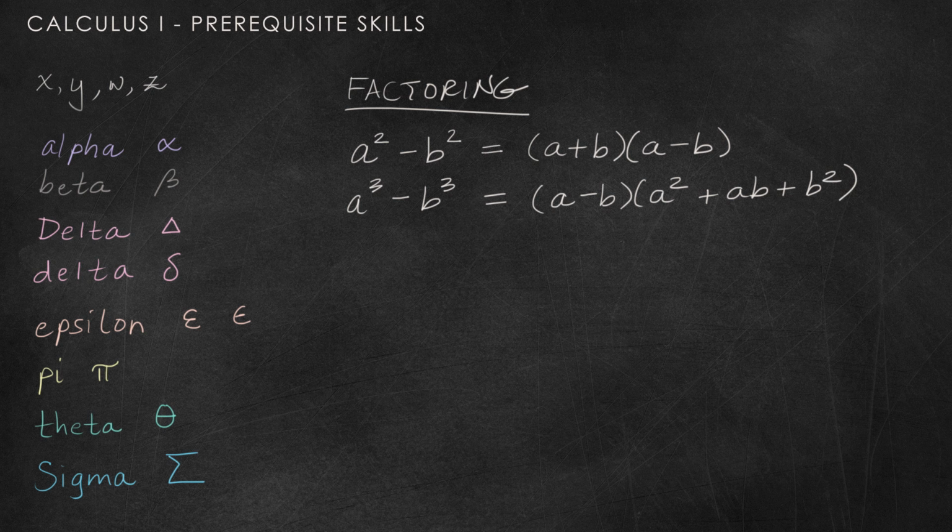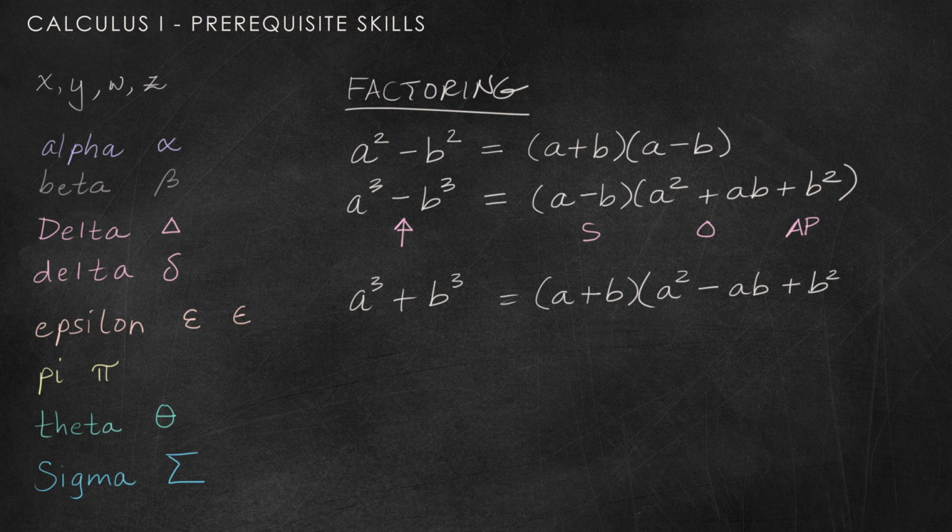And we have an acronym to help you remember the signs there. Same sign, opposite sign, and then the last sign is always positive. So SOAP. There's a similar formula for factoring the sum of cubes. And again, we can use the SOAP acronym. It's a plus b, we use the same sign, and then a squared minus the opposite sign, a times b, plus, this last one is always positive, b squared.